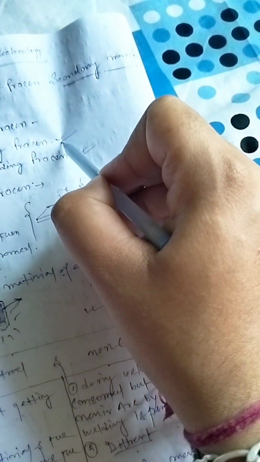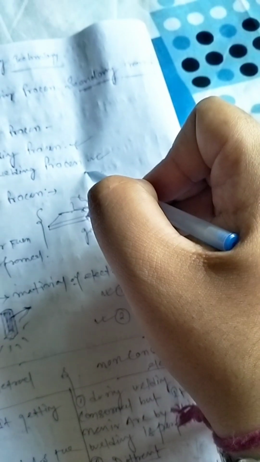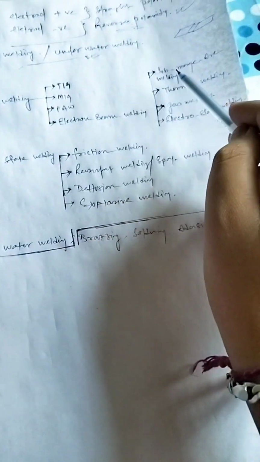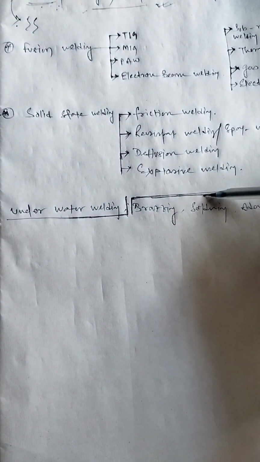In this video we discuss the classification of the fusion welding process, and then the classification of the solid state welding process. This is the classification of the fusion welding process, and this is the classification of the solid state welding process. Then special welding processes like underwater welding, brazing, soldering, and adhesive joining processes. We will talk about all of these one by one.